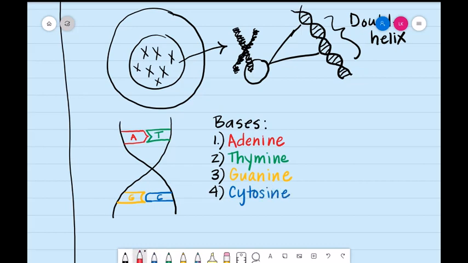So A will always pair with T, and G will always pair with C, and obviously the opposite is true. So T will always pair with A, and C will always pair with G. That's sort of just the rules in general.